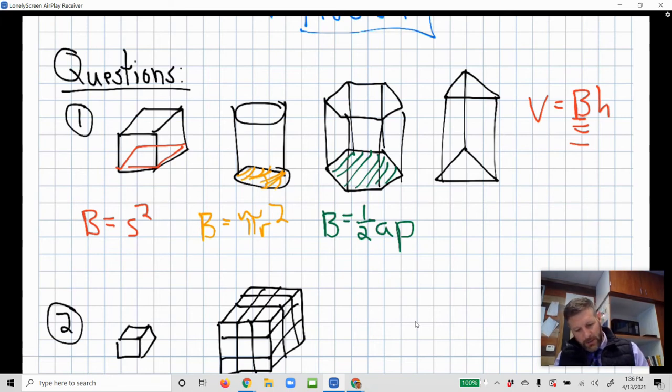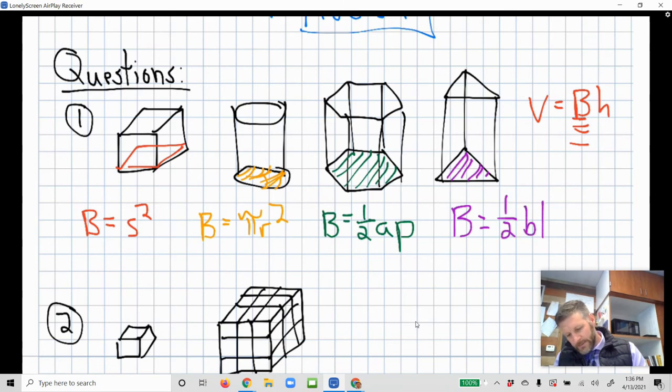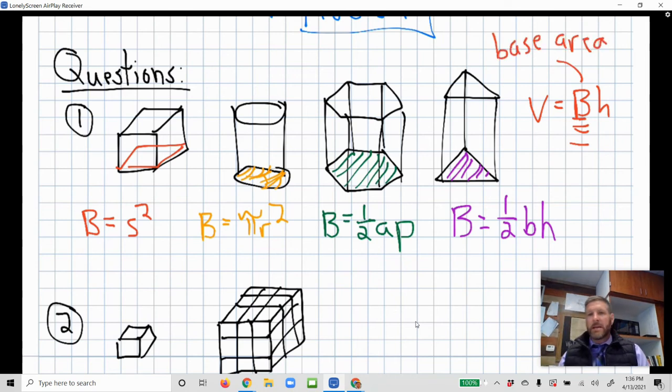And then finally, lastly, you could have something like a triangle, in which case you're going to find capital B by doing the triangle formula, which is 1/2 base times height. Notice that little b base is not the same as capital B. Capital B is always base area. So B is always going to be different depending on the type of prism that you have. Find that area and then just multiply by the height.